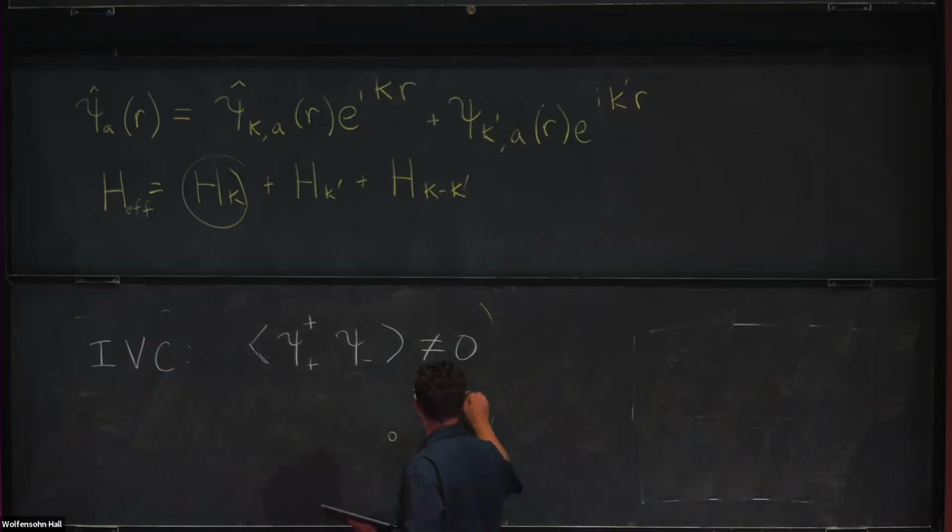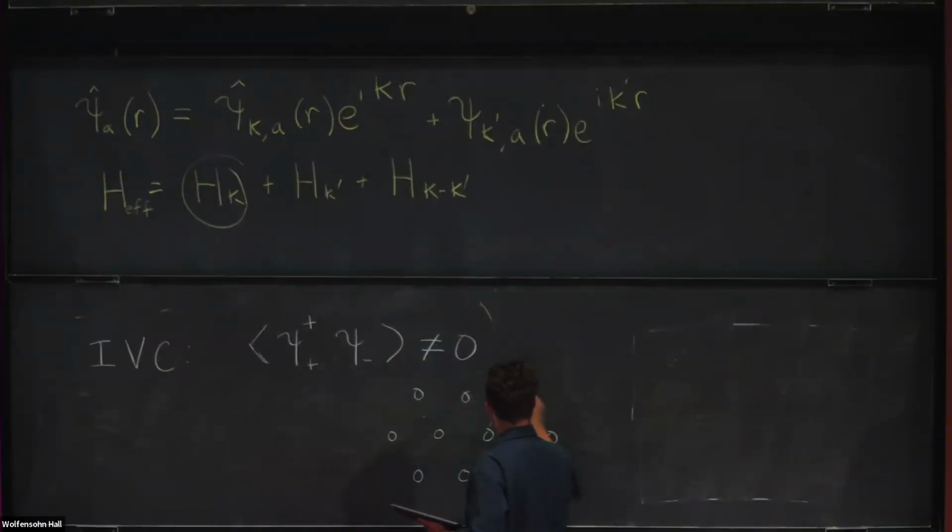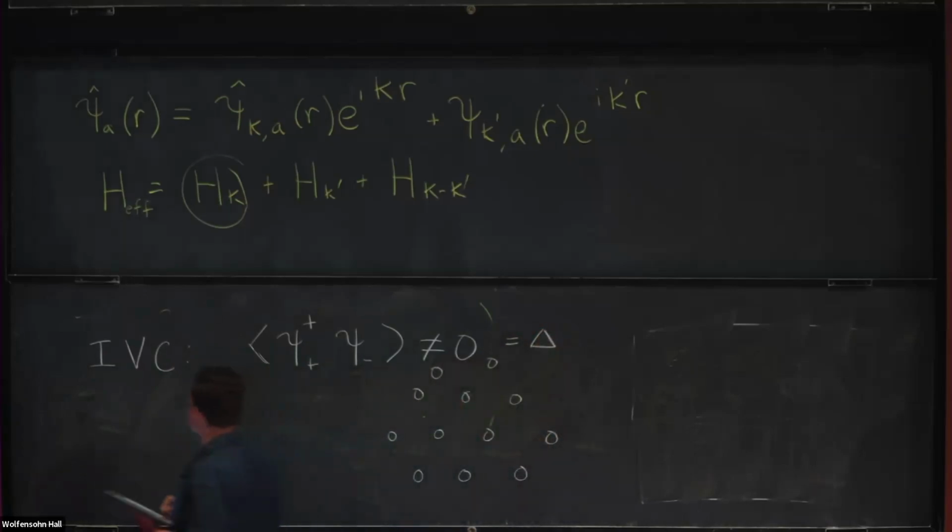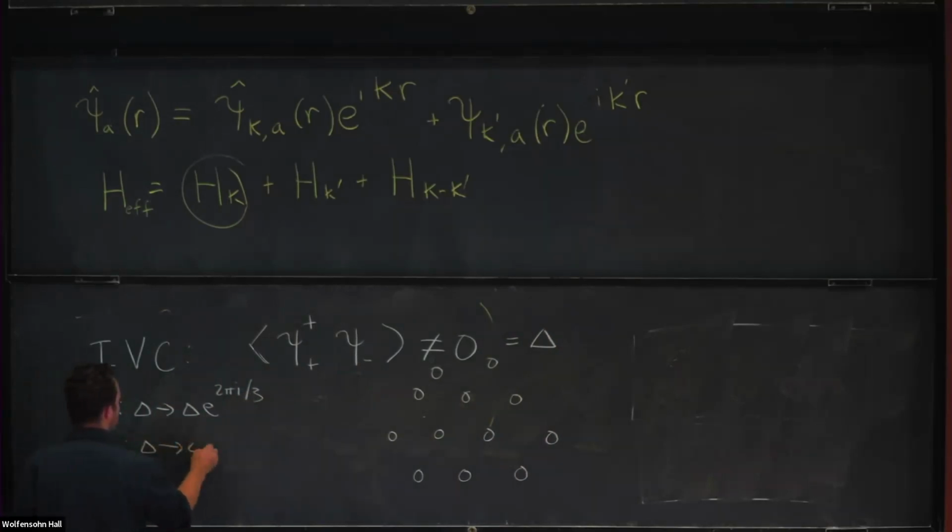So let's look at the lattice of a graphene-like system, TMD, whatever it is. This is my triangular unit cell. And we know by definition that when we have an intervalley coherent order parameter, let's just call this thing delta to be schematic. By definition, under T1, delta will go to delta e to the 2 pi i over 3. Whereas under T2, delta will go to delta e to the negative 2 pi i over 3.